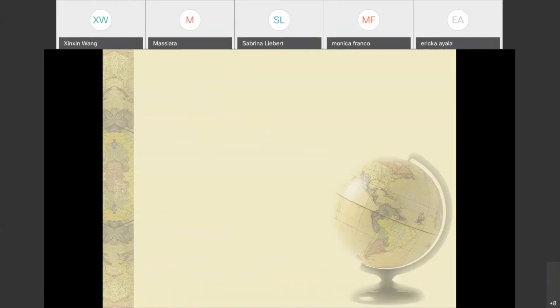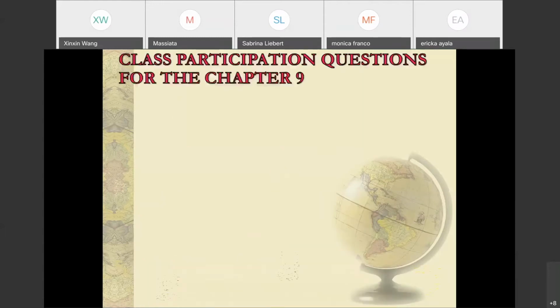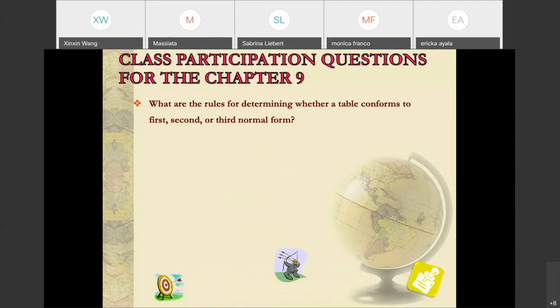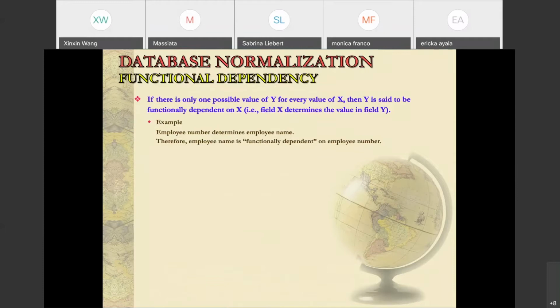So then the question is how to achieve the database normalization. So this is back to the first question, right? We need to find the rules and determine whether the table conforms to the first, second, or third normal forms. So first we're going to talk about some important concepts before we actually go to the database normalization process.